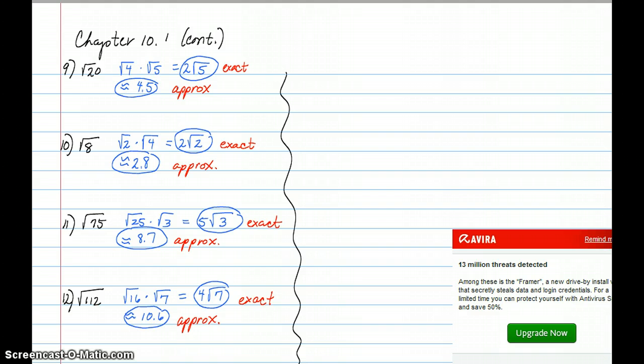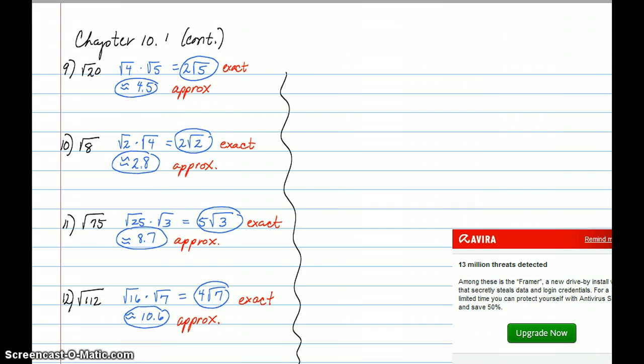Number 10 is the square root of 8. Square root of 8 is the square root of 4 times the square root of 2. Square root of 4 is 2, so 2 times the square root of 2 is your exact answer. Square root of 8 is approximately 2.8, since it's between the square root of 4, which is 2, and the square root of 9, which is 3. It's going to be a reasonable answer.